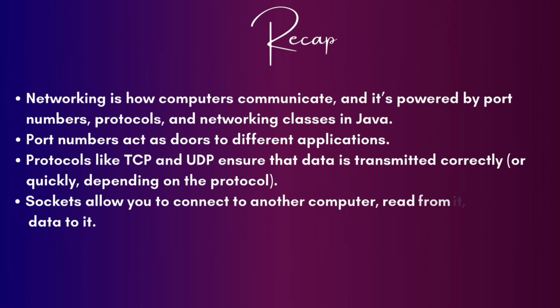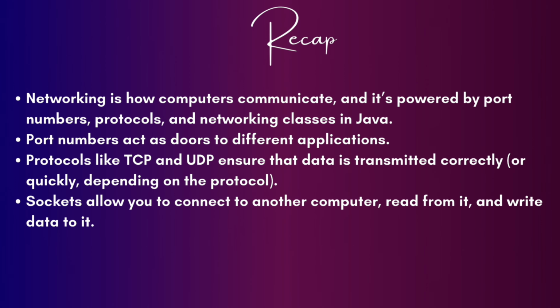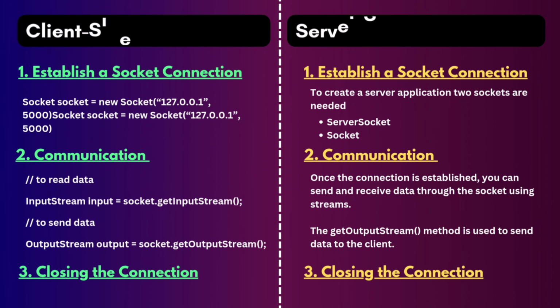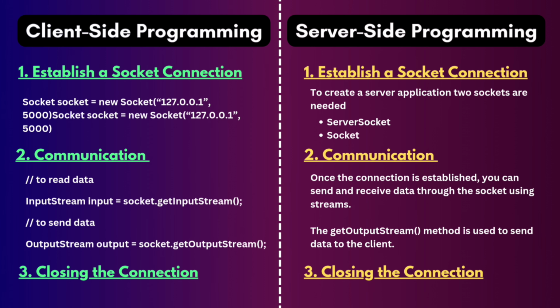Okay, let's quickly recap everything. Networking is how computers communicate, and it's powered by port numbers, protocols, and networking classes in Java. Port numbers act as doors to different applications. Protocols like TCP and UDP ensure that data is transmitted correctly or quickly depending on the protocol. Sockets allow you to connect to another computer, read from it, and write data to it. Also, here's a quick revision for client-side programming and server-side programming for creating a socket.